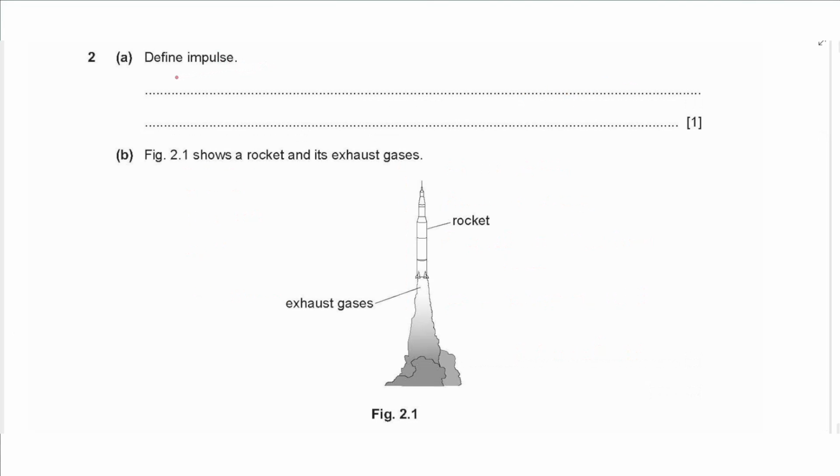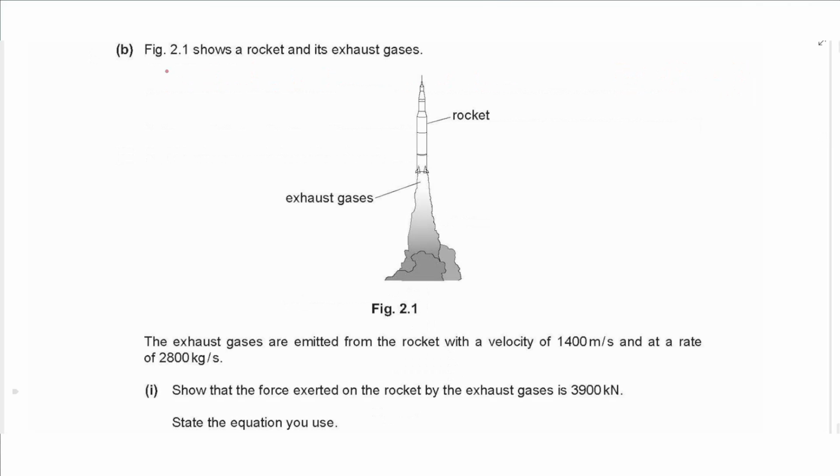Question 2a says define impulse. It is the product of force and time derived from the equation of force. Force equal change in momentum over time, or impulse over time. So time is multiplied by force to get the impulse. Question B says figure 2.1 shows a rocket and its exhaust gases. The exhaust gases are emitted from the rocket with a velocity of 1400 meters per second and at a rate of 2800 kilograms per second. So we have mass and we have time is 1 second.